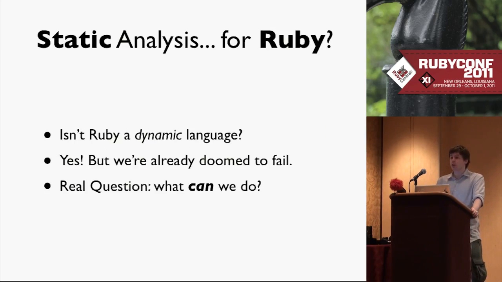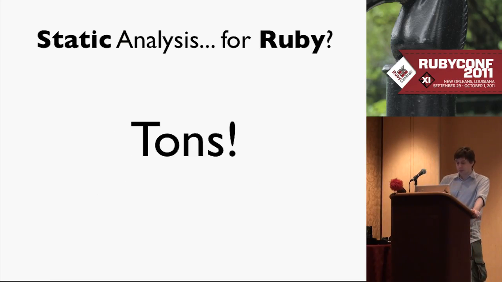Now, a lot of you are probably wondering, why are we talking about static analysis in Ruby? It's an incredibly dynamic language. Anything can change at runtime. And, of course, we have no types anywhere, so how do we even know anything? But, as I said, we already aren't going to figure everything out. All these problems are already undecidable. So the real question, and the question that I've been focusing on for the last year, is what can we do reliably? What can we figure out? And the answer is actually quite a lot.